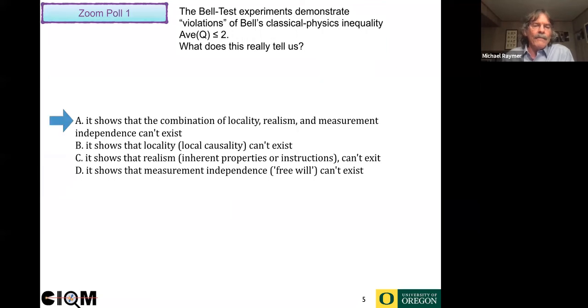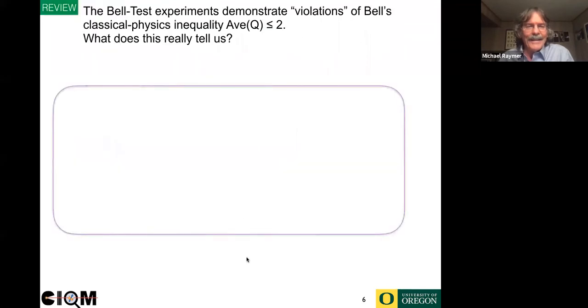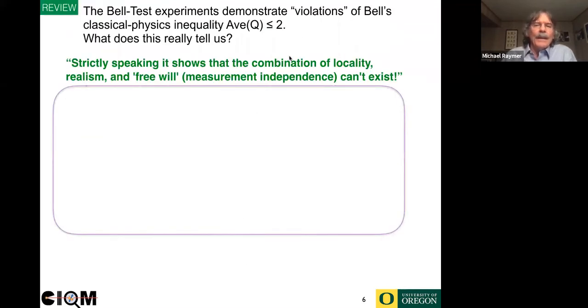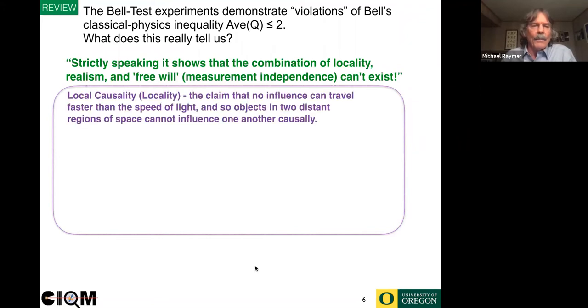Now, this is really philosophy, in a sense, at least at the current state of physics. In the future, if we could do new experiments and figure out which of these to throw out, then it would elevate this whole discussion to physics. But until we can do that, we're not quite sure what to say about it. So millions of words have been written about this, but we don't know what the answer is. So strictly speaking, it shows the combination of all three of those cannot be held up.